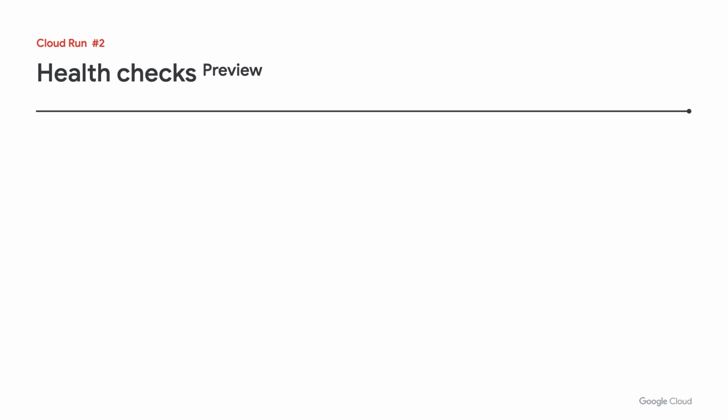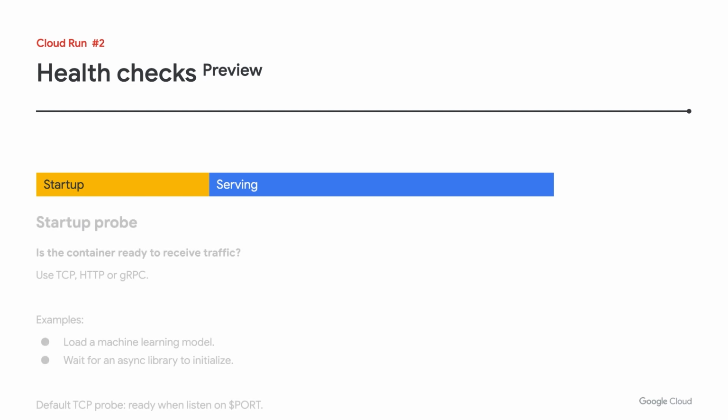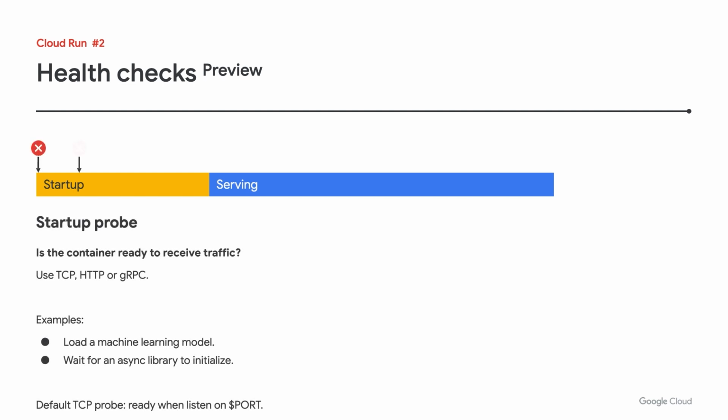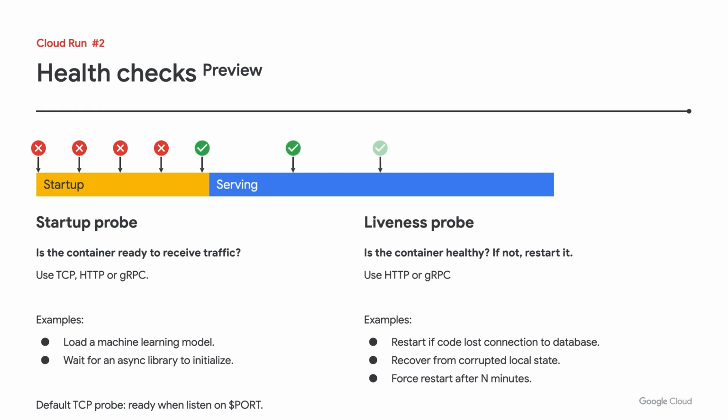Then we are introducing health checks. First, let's consider the lifecycle of a container instance. There is the startup phase, and there is the serving phase. With a custom startup probe, you can customize when your container instances are ready to receive traffic using a TCP, HTTP, or gRPC probe. This can be helpful to load data at startup or to wait for an async library to initialize. You might know that by default, Cloud Run instances are using a TCP startup probe. Requests are only sent to your containers when they are listening on a port. Well, that's something you can now customize.